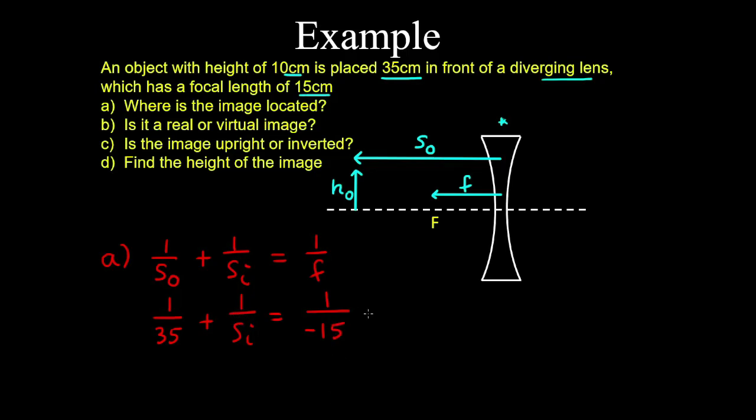So if we solve this equation, we get the distance to the image as minus 10.5 centimeters. So it's going to be located somewhere here, on the incident side of the lens, being negative. Now is the image real or virtual? Well, because it appears on the incident side of the lens, then it's a virtual image.